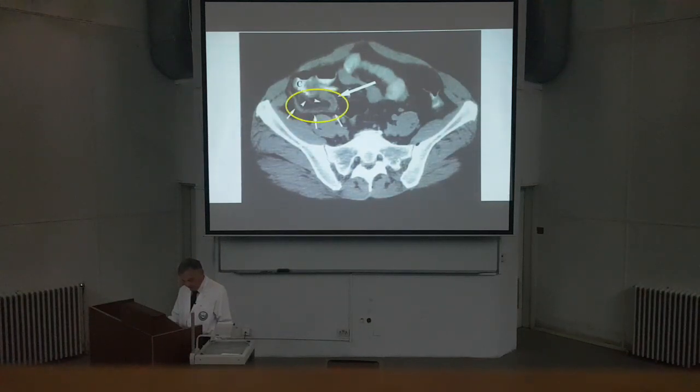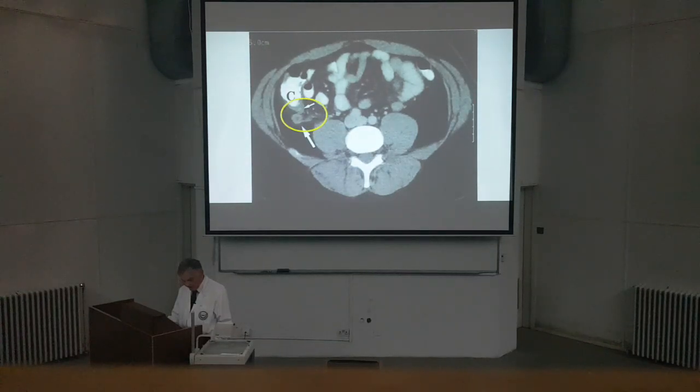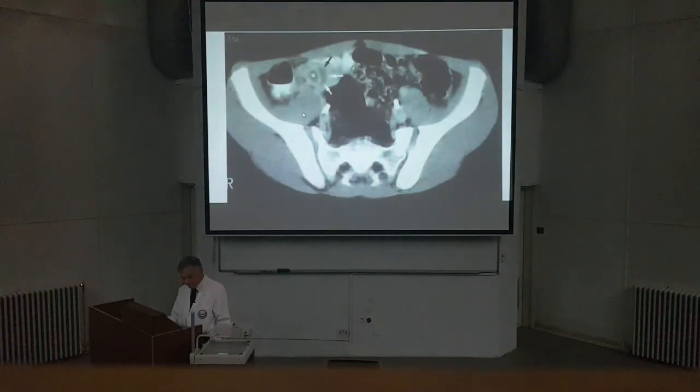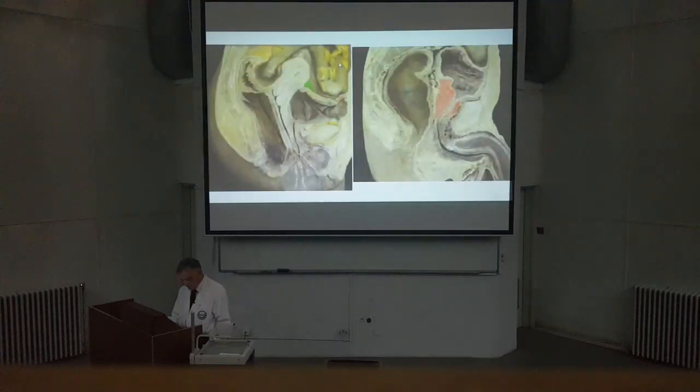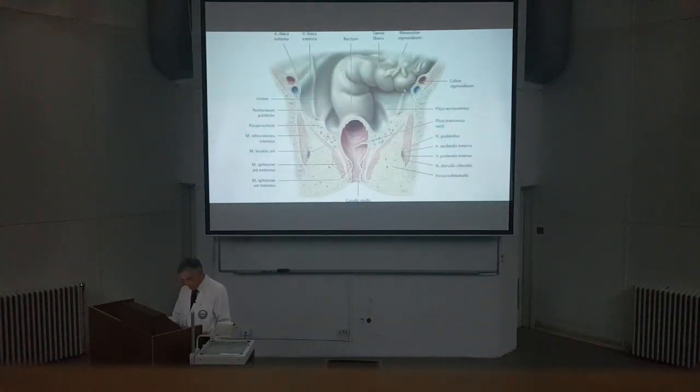Okay? And again here, two sections of the appendix, you can see how thick the wall is. This wall is inflamed and it starts to have a reaction around it. Here's the appendix, and there's a collection of fluid around it and part of the greater omentum. Lower down, there's the rectum. End of sigmoid, and then the rectum and anal canal.